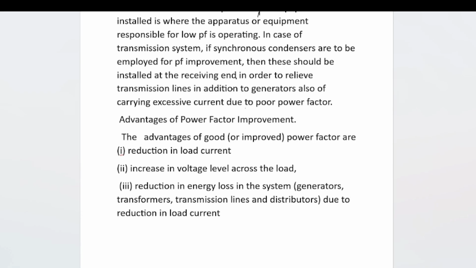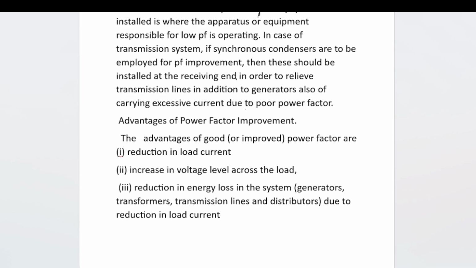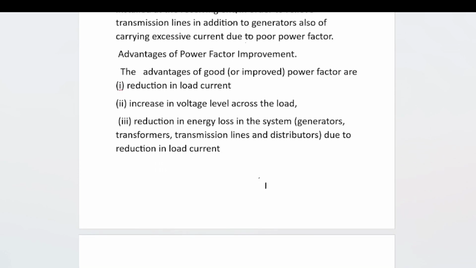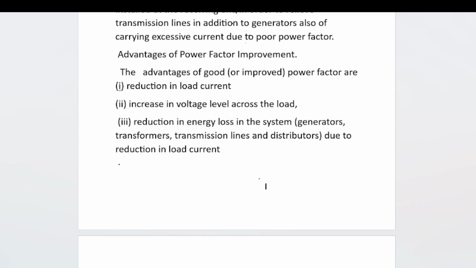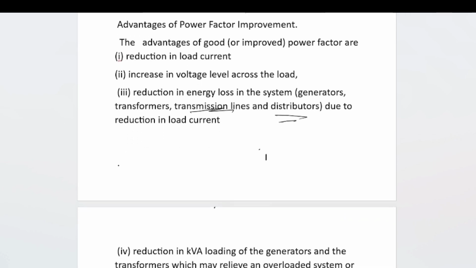Advantages of power factor improvement. The advantages of a good power factor are: first, a reduction in load current; second, an increase in voltage level across the load; third, a reduction in energy loss in the system, like generators, transformers, transmission lines, and distributors, due to the reduction in load current.